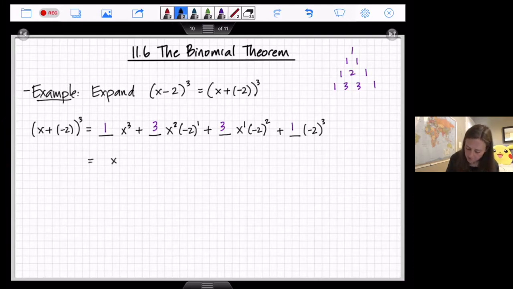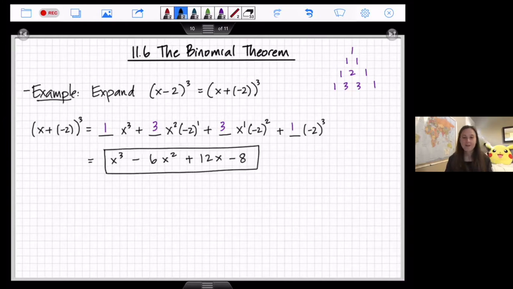I get x cubed. Let's see, I have 3 times negative 2. That's going to be negative 6x squared. The next term is going to be 3 times x times negative 2 squared, which is 4. So I'm going to get a positive 12x. And my last term is going to be adding a negative 8, or subtracting 8. And there you have it.